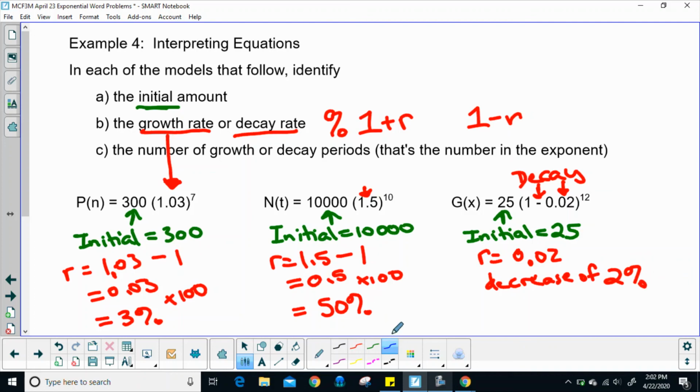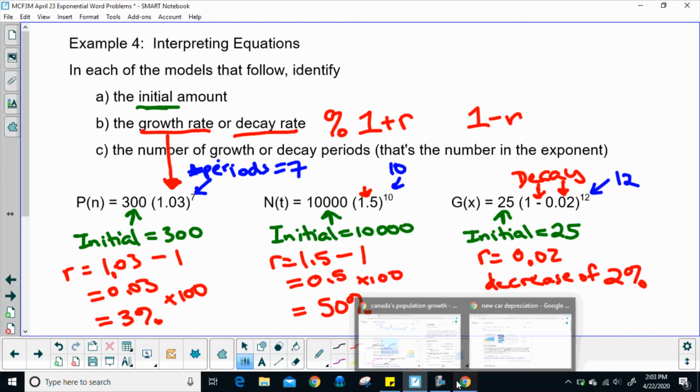Good. Okay, last piece: the number of growth or decay periods. That's my exponent. In this case, my number of periods will be 7. For this one, it's going to be 10. And for this one, it's going to be 12. So that's how we interpret our equations. All in all, I think you're ready and set. Go try a few word problems on your own and let me know how it goes. Well done, guys.